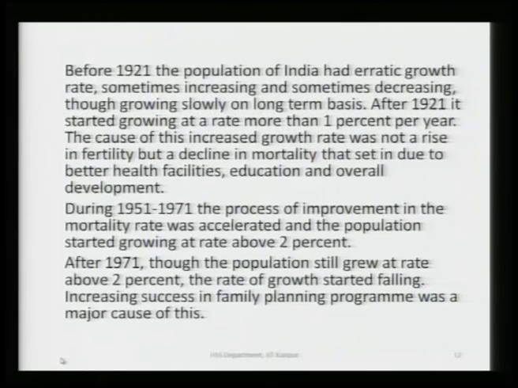Now before 21, the population had erratic growth, sometimes increasing, sometimes decreasing, though growing slowly. After 21, it started growing at 1%, and the reason was not that the birth rate increased. Birth rate of India did not increase. Birth rate was around 50 and total fertility rate was around 6, it remained the same.